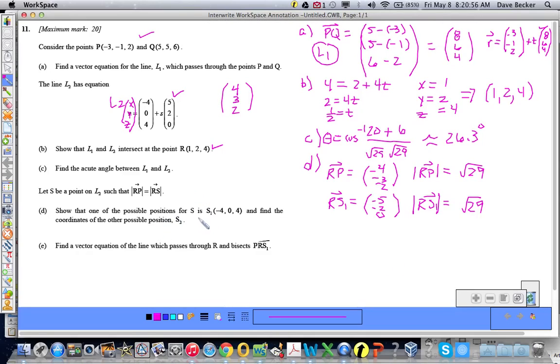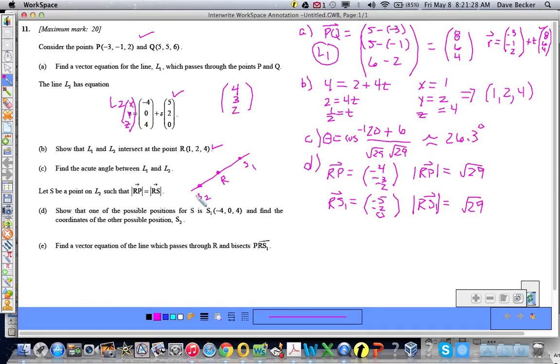Okay. So now let's think about this. Show that one of the possible coordinates for S is (-4, 0, 4), and find the coordinates of the other possible point S sub 2. So S sub 1 and S sub 2 are on the same line, right? As is R, because R is the intersection point of L1 and L2. So they're all on a line. So I have a situation here where I'm going to have R in the middle, and I'm going to have S1 on one side and S2 on the other side.